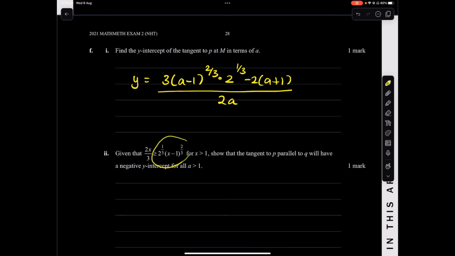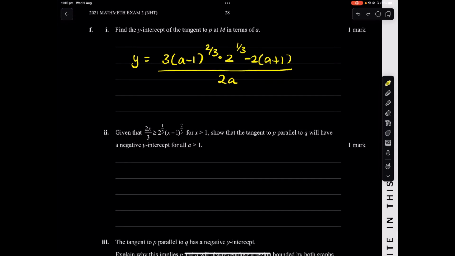Okay, so we can see that they're similar. So 2 1/3 is over here, looks similar to this. So I'm going to do this. I'm going to just change these x values to a. So it looks like 2a over 3 is greater or equal to 2 1/3 a minus 1, 2 over 3.